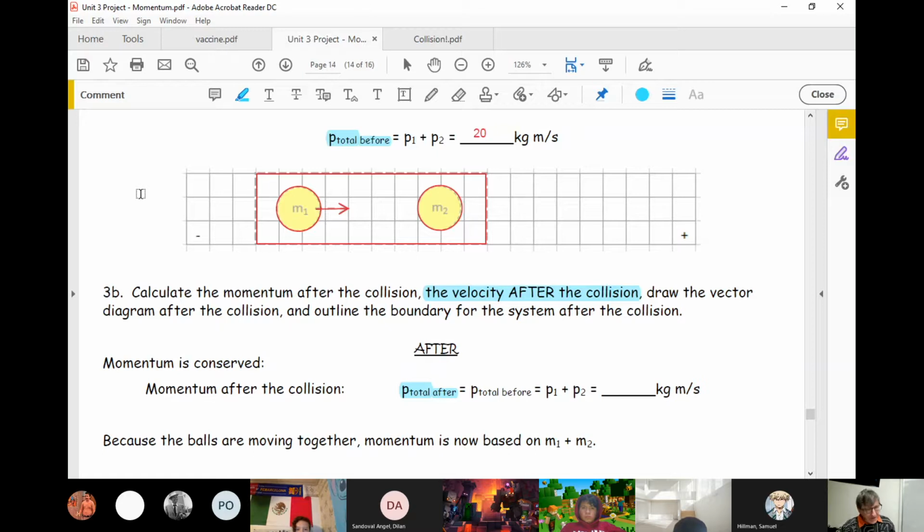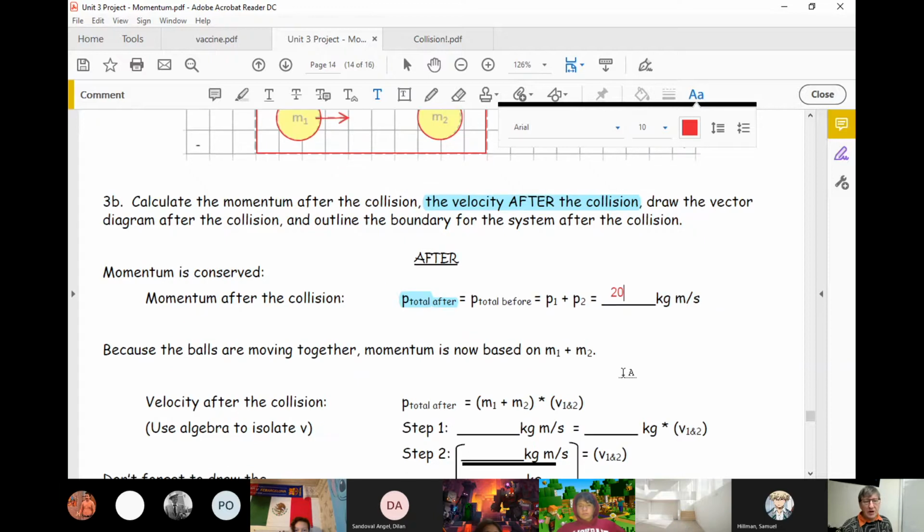Also 20. Yeah, exactly. Because we know that momentum is conserved, there's not a loss of momentum. There's also no gain of momentum. Therefore, after, there must be 20 within the entire system. Because we started with 20, we had to end with 20. It's conserved. Okay?